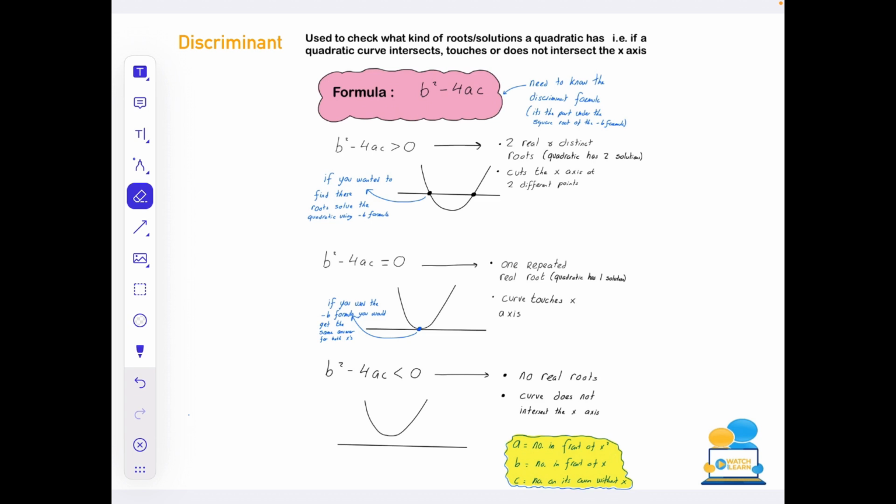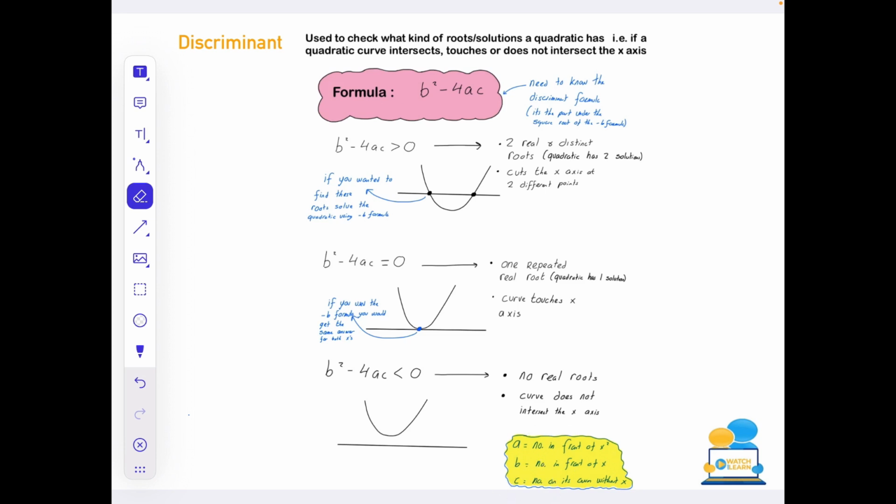Okay, so greater than 0, 2 real and distinct roots. We'll cut the x-axis twice. If you want to find those points, use the minus b formula. If it's equal to 0, it'll touch the x-axis, 1 repeated root. If you put it into the minus b formula, you'll get out the same answer twice. And if it is smaller than 0, your curve won't cross the x-axis at all, and you've no real roots.